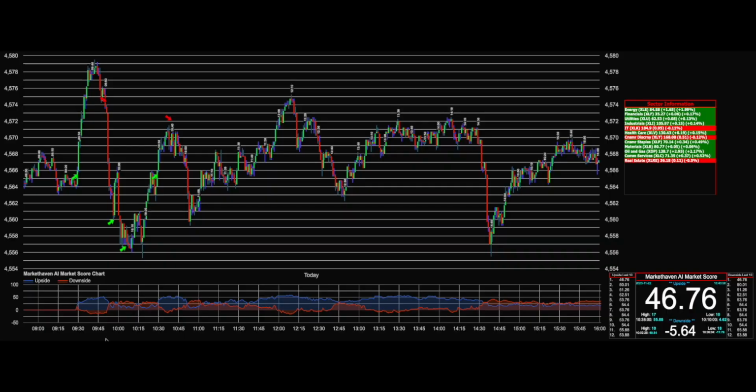Next trade is at 10:45. At 10:45, you're seeing a slight decrease of the upside score, but the downside score has been steadily increasing. At this point, we have gone from a negative 11 to positive 10 for the downside. So this would be the potential entry for this trade, 10:45, which gives you an entry of approximately 45.69. Again, the downside score is increasing and finally crosses over the upside score.